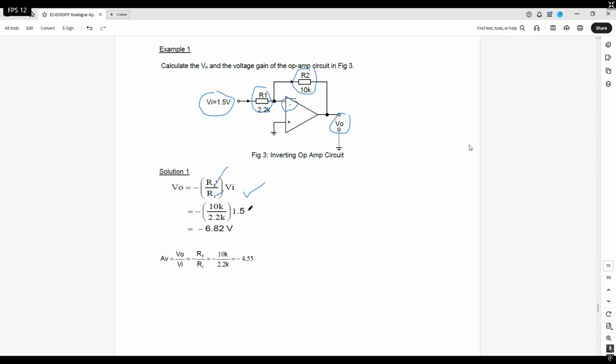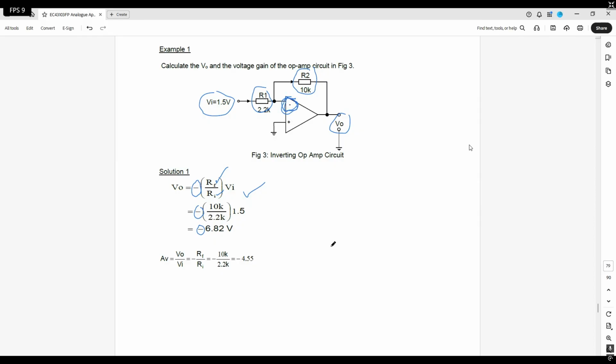You can see the value given multiplied by an input of 1.5 volts. And please do not forget to put this negative sign here. Very important. If you don't put this sign here, your answer is wrong. It's not positive 6.82 volts. It's negative 6.82 volts. So yes, be careful of that. That's why I emphasize to you that it's going to the negative input of the op amp.